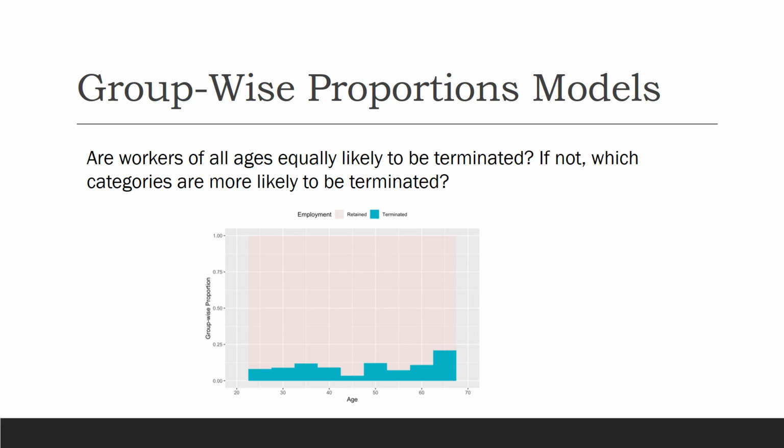Another example of looking at groupwise proportion models, same company, but now we're wondering, are workers of all ages equally likely to be terminated or not? And if not, which categories are more likely to be terminated? And here age is broken up into age groups, and we can see that if we look at the people in their mid-60s, it appears that that group is more likely to be terminated. Again, we need a measure of precision to be confident of that answer, though.